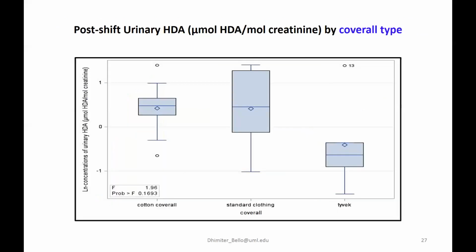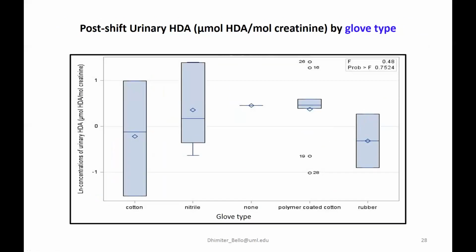And if we look at the clothing, cotton coverall is a coverall made of a regular cotton fabric, or standard clothing, which varied quite a bit, actually, hard to summarize, but thin or thick fabrics, t-shirts, sweatshirts, and oftentimes the forearms didn't have anything. They're completely exposed skin, exposed neck, exposed faces. But people who wore a Tyvek type of coverall had notably lower biomarker levels, which in the context of permeability of isocyanates through these fabrics, seems to make sense to us.